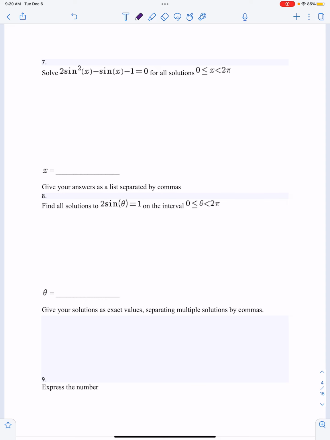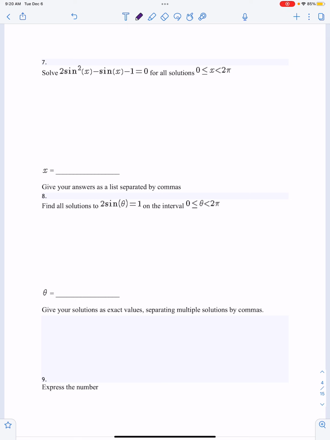Final exam review, question number 7. We need to solve 2 sine square minus sine minus 1 equals 0. So in this case, we have a quadratic equation, and we need to solve that quadratic equation by factoring. Just to remind you, you can replace sine square with x or a or any variable that you would like.